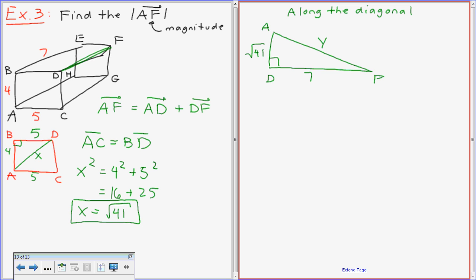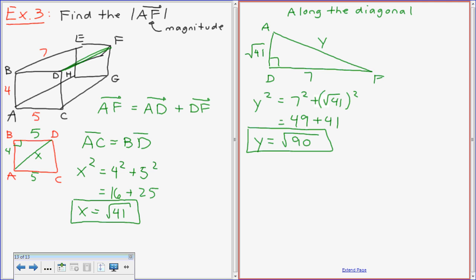Okay. So now this is just the Pythagorean theorem again. So it's going to go y squared equals 7 squared plus root 41 squared. That's 49 plus 41. Y equals the square root of 90. Is that right? So that's going to be our distance across here: root 90.